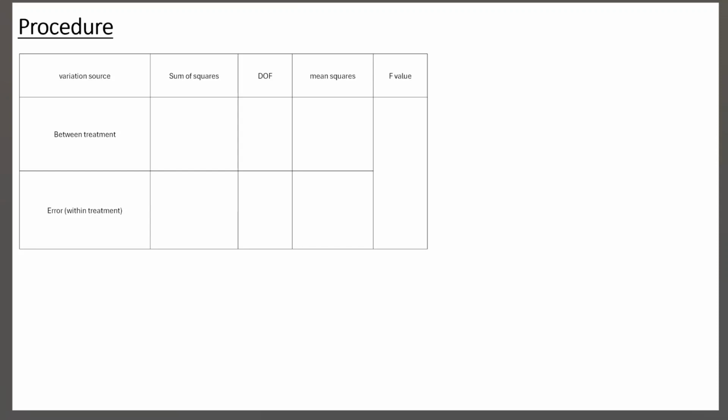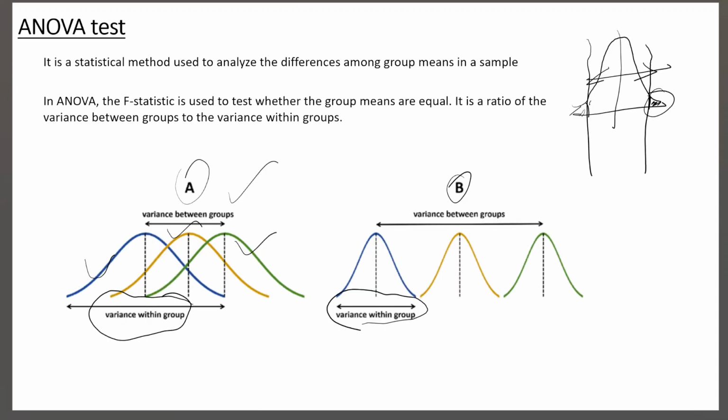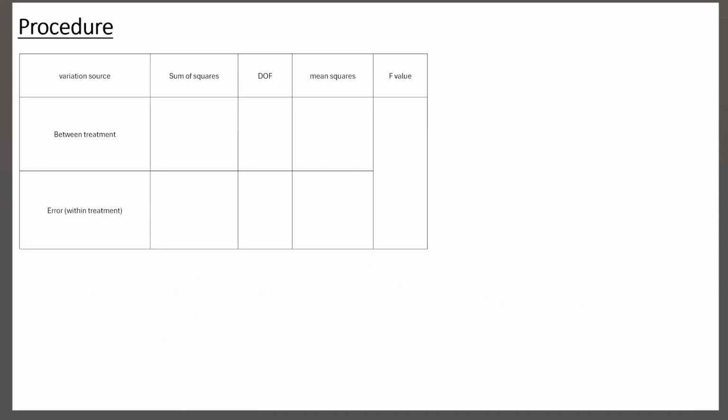Then we have to find this table, which I generally use, the variation source, as I told. So what is the variation between the groups and what is the variation within the group? This is what we are basically going to find. There is nothing difficult in this. So, a variation between the groups.